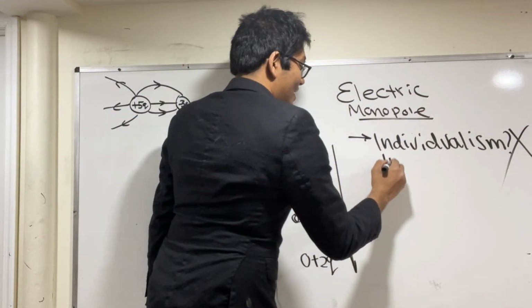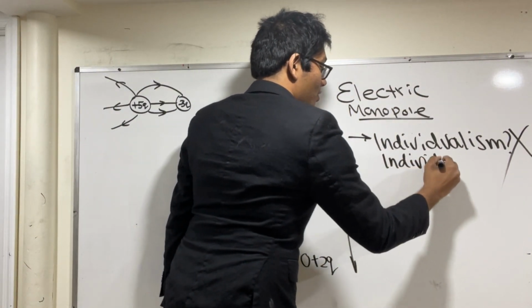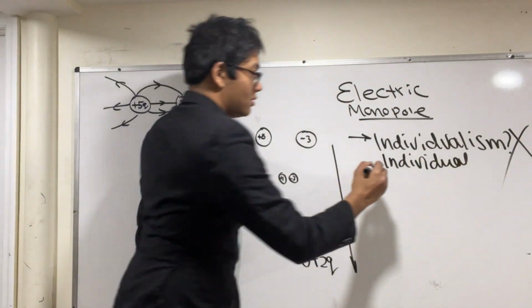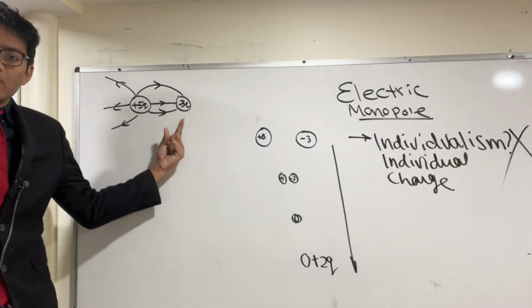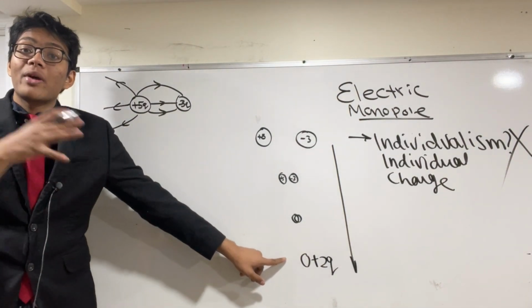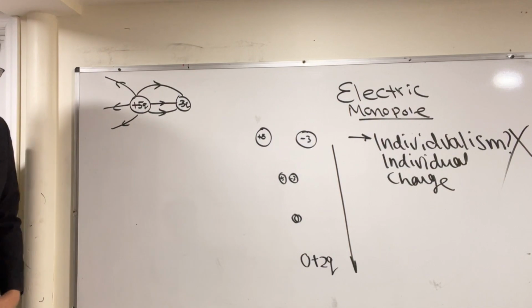What do I mean? Each individual charge doesn't matter. What matters? The net charge. The net charge matters. I don't care you're a +5. I don't care you're a -3. I care about the total sum, which is +2.